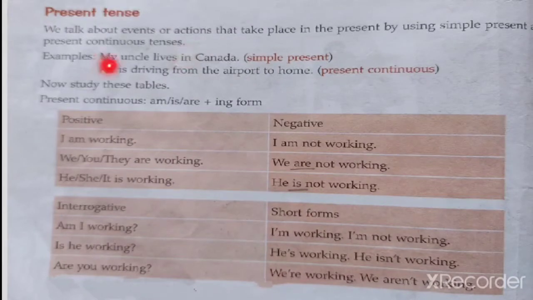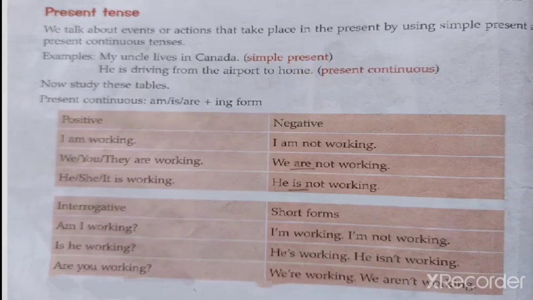Now look at here, first sentence. My uncle lives in Canada. Means in the present my uncle is in Canada. So for that we have to use simple present. The action is in the present only. He is driving from the airport to home. The action is also now going, now happening. For that we have to use present continuous tense.